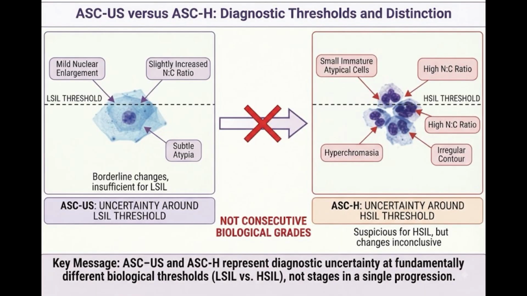ASCUS versus ASC-H. ASCUS must also be distinguished from ASC-H. Atypical squamous cells cannot exclude HSIL. These categories represent uncertainty around different diagnostic thresholds. ASCUS lies near the LSIL threshold, whereas ASC-H lies near the HSIL threshold. They are not consecutive grades in a biological progression.